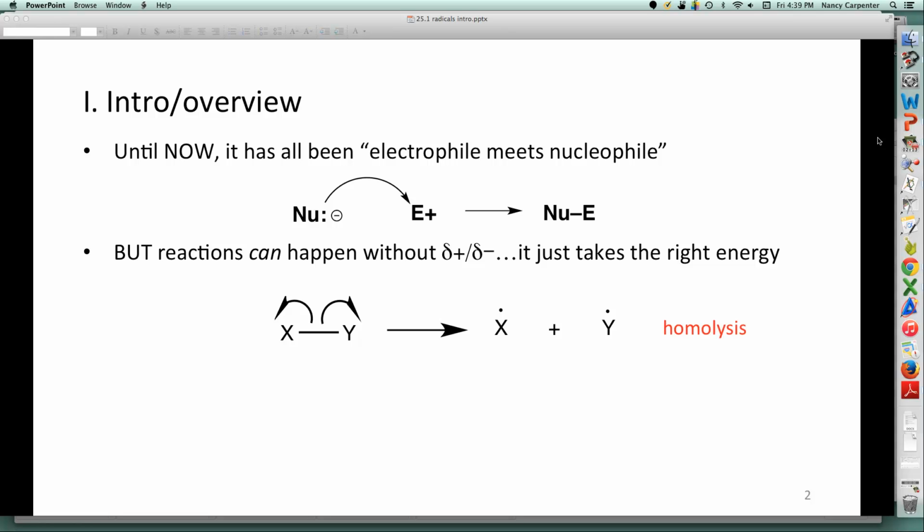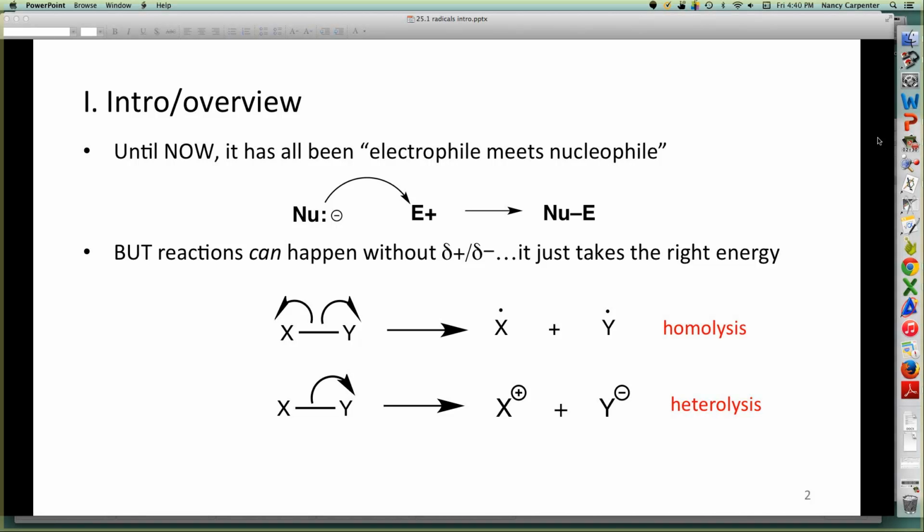Lysis because the bond is breaking, homo because you're getting two of the same kind of reactive intermediate instead of an anion and a cation. So heterolysis gives us two different, homolysis gives us two of the same. They're both radicals, a single unpaired electron.